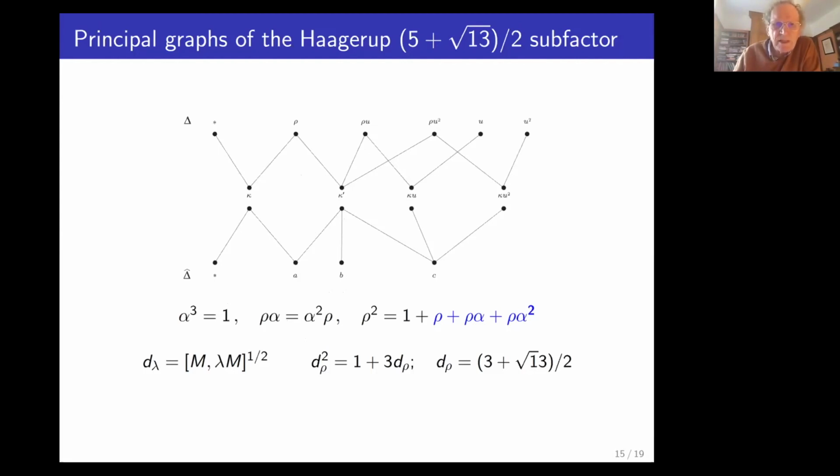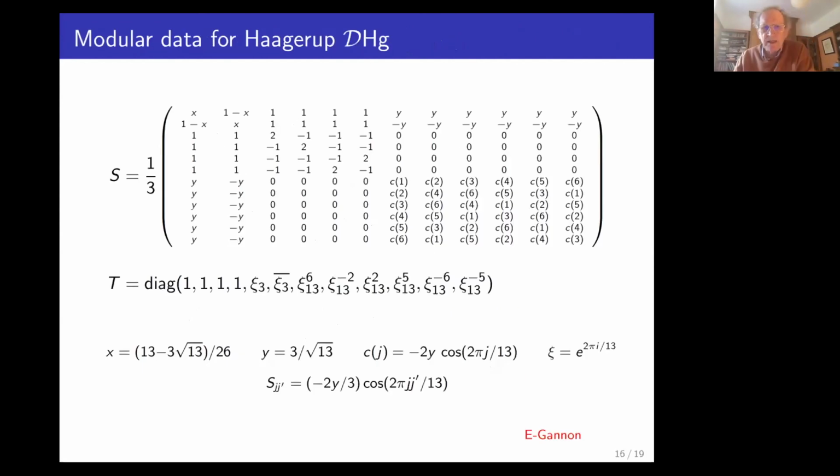But we take the double, and then we get something like this. So this is what Terry Gannon and I computed as the modular data for the double of the Haagerup. In this case, there are 12 irreducibles. The diagonal is of this form with, as you might guess, 13th roots of unity coming in. And then the S matrix takes this particular nice form.